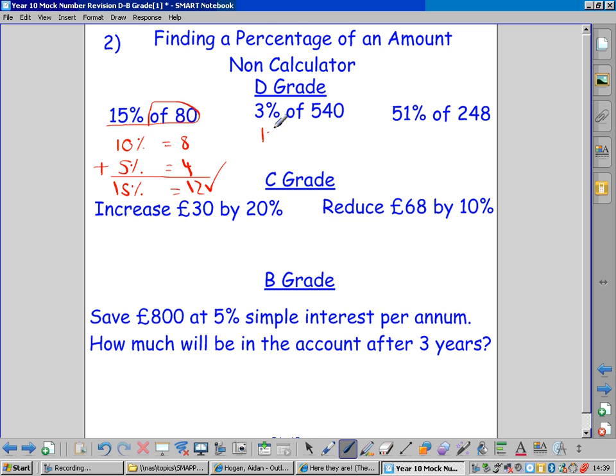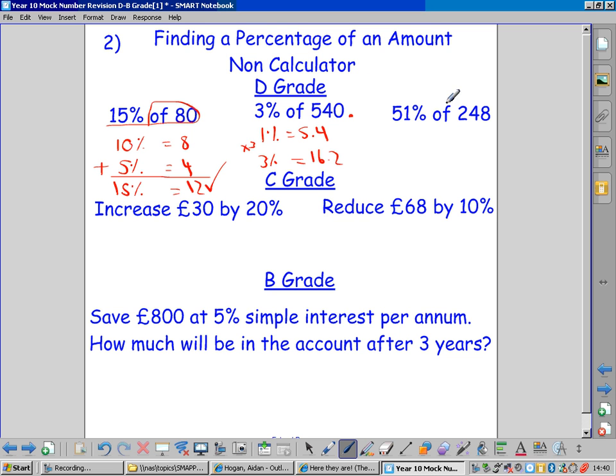To find 3% of 540, you find 1%. To find 1%, you divide by 100. You move the decimal point twice. So 1% equals 5.4. To find 3%, you get your 1% and you treble it. 5.4 times 3 is 16.2. So 3% of 540 is 16.2.